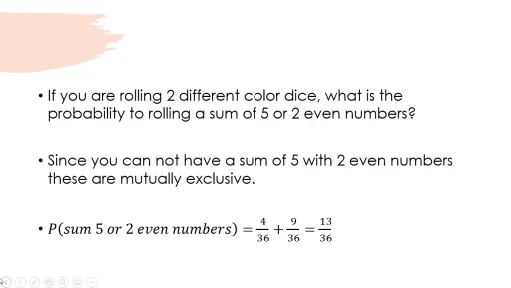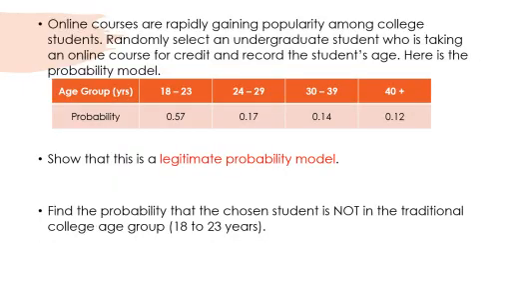So if you look at your chart and count it all, you'll see that there are 4 sums of 5, and then there are 9 pairs of even numbers as well. So we'd go 4 over 36 plus 9 over 36, which gets us 13 over 36, which is the probability of rolling a sum of 5 or 2 even numbers. Because they are mutually exclusive, they are separate, so we can just add the probabilities together if there are no overlaps.